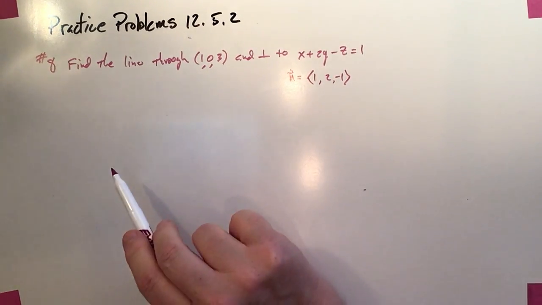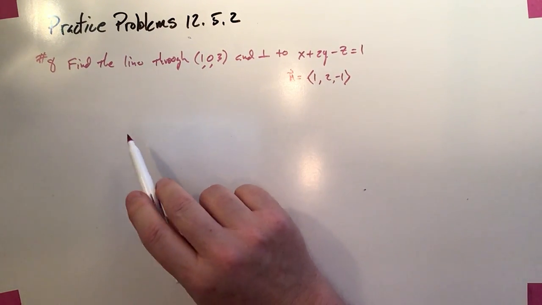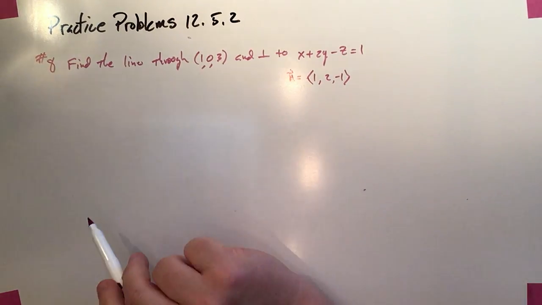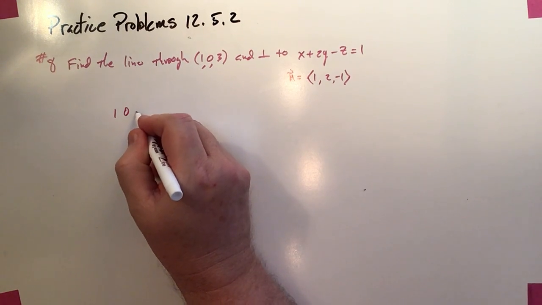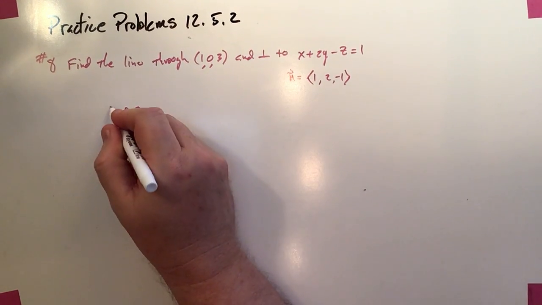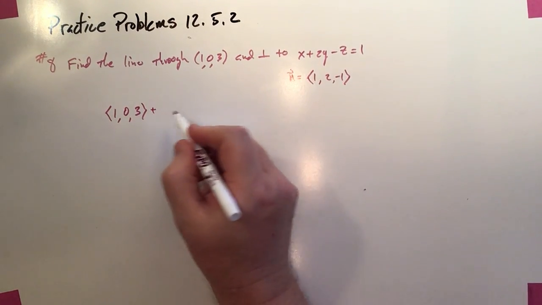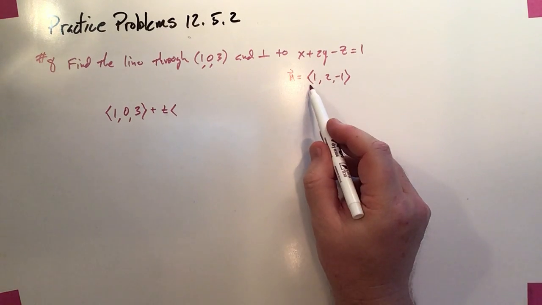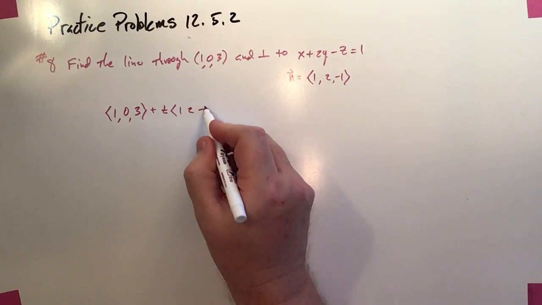So here's how we write it. The vector version of the equation for a line begins with a vector that runs from the origin to a point on the line. In this case, that's 1, 0, 3. So the vector will be 1, 0, 3 because that's a vector that runs from the origin to that point. Next, I want to invent the parameter t, which is going to act as a multiplier for the vector direction, which is 1, 2, negative 1.